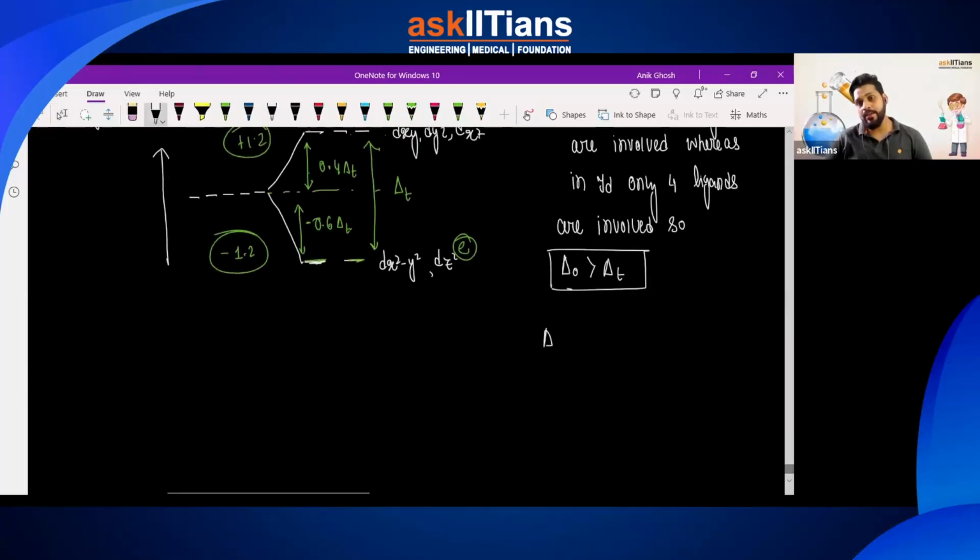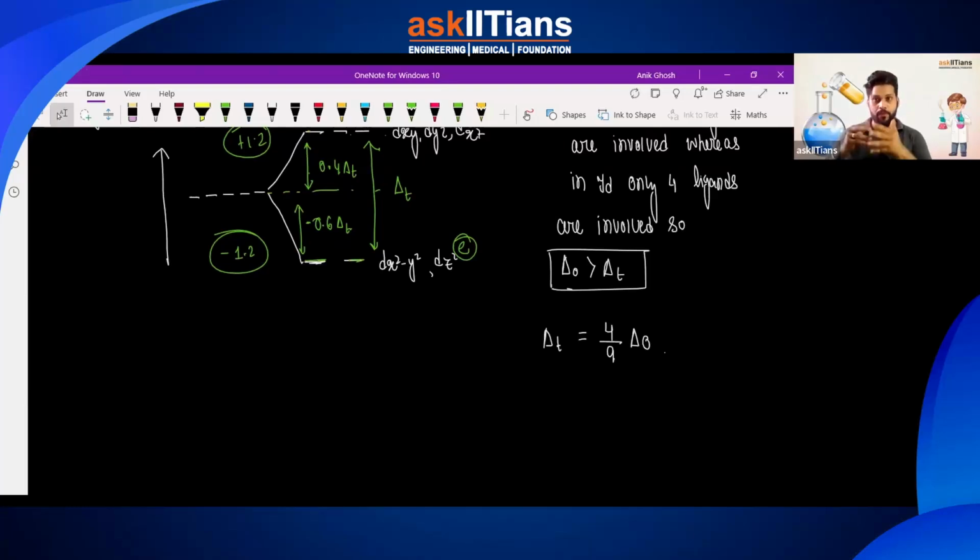So delta T can be written as 4 by 9 of delta O. So this is the conversion factor you can see. If you have to convert the delta T to delta O, this is the way you can make it happen. Okay, guys? So that was all about the bonding segment.